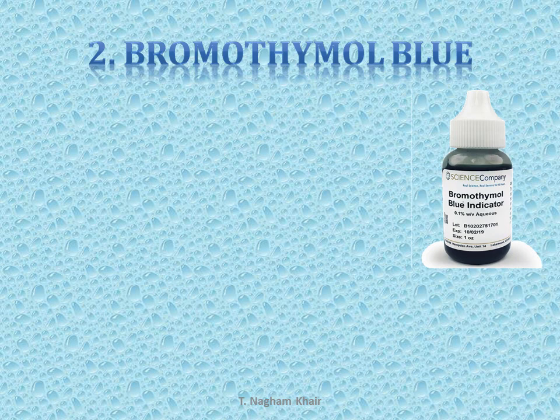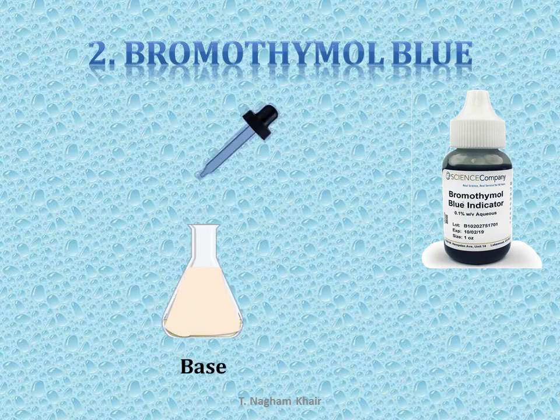The second synthetic indicator is bromothymol blue. Bromothymol blue, when added to a base, its color does not change. This means that it will remain blue. However, with acid, the blue bromothymol blue changes into yellow.